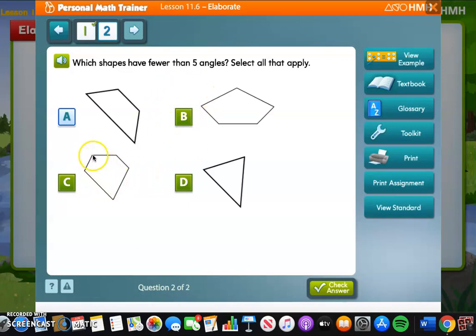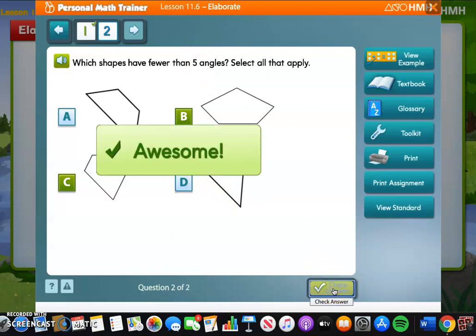Let's try C. 1, 2, 3, 4, 5. So C also has exactly 5 angles. So therefore, we cannot say that this shape has fewer than 5 angles. So we're just going to leave it out. And then lastly, D is a triangle, and we know that triangles have 1, 2, 3 angles in them. So 3 is less than 5, so this triangle will also fit in that category. Awesome!